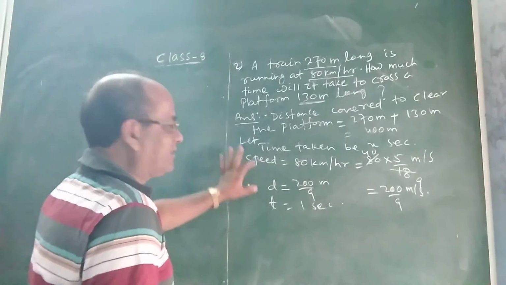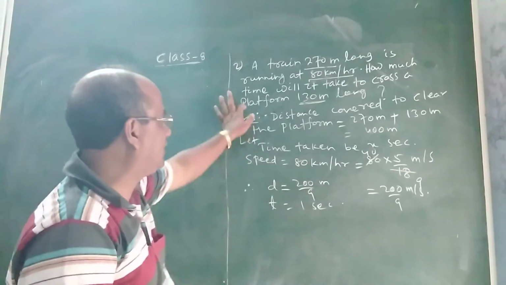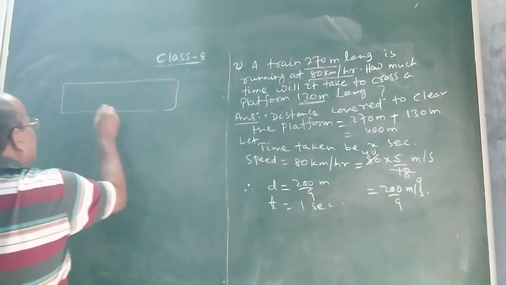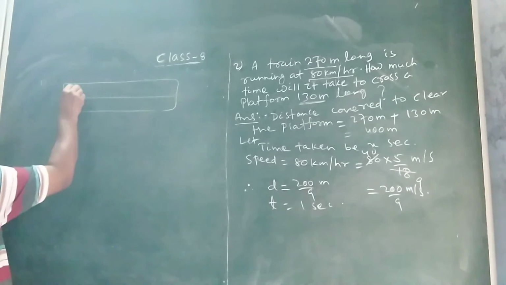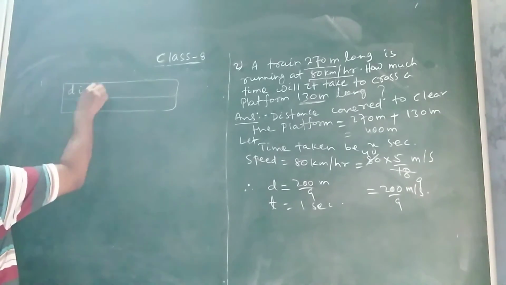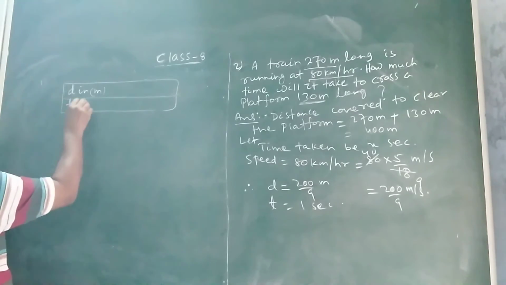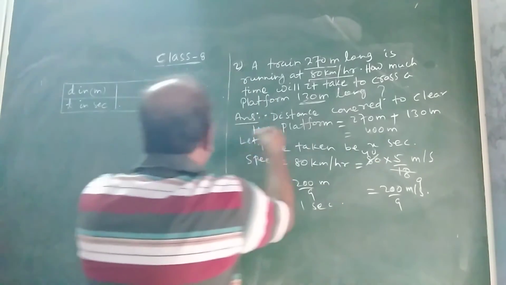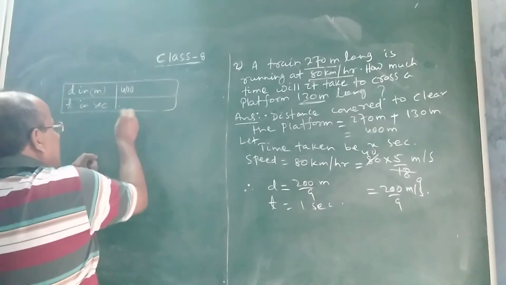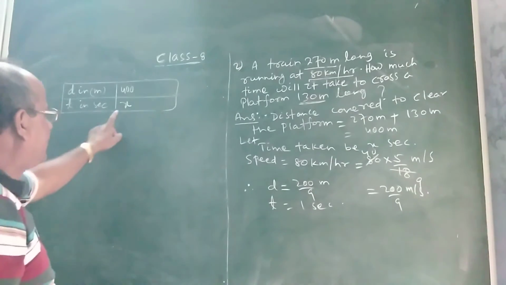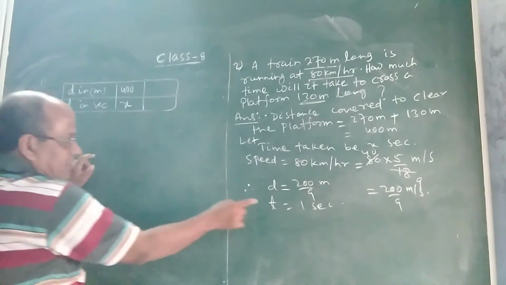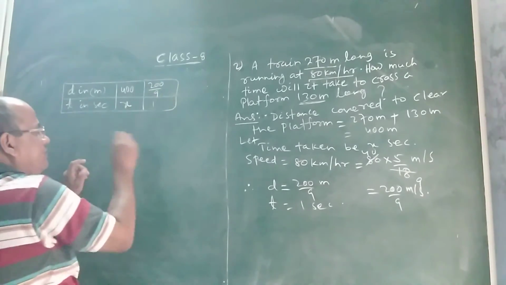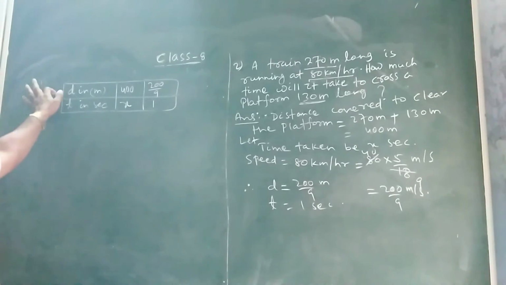Now let us tabulate these values. So here is the tabulation. First, distance D means distance in meter, and time T in second. Now see, what is the distance? The distance traveled is 400 here. And here the distance traveled is 200 by 9, and the time is 1 second. Now we have tabulated the values.